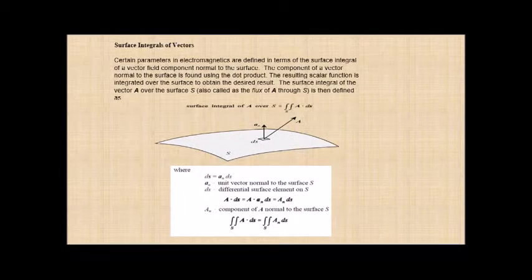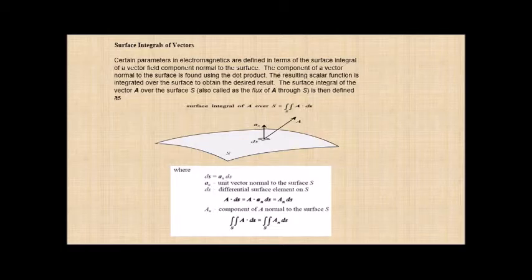Surface integral of a vector. As we know, certain parameters in electromagnetics are defined as the surface integral of a vector field component normal to the surface. The component of a vector normal to the surface is found using the dot product. The resulting scalar function is integrated over the surface. It is also defined as the surface integral of A over S, equal to the double integral over S of A dot ds.